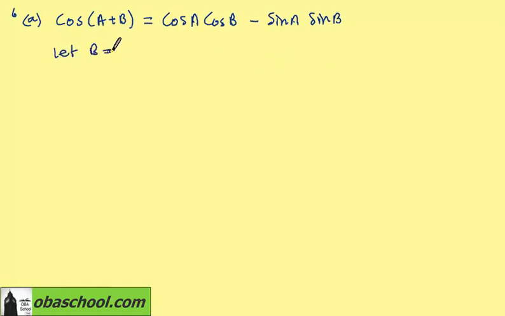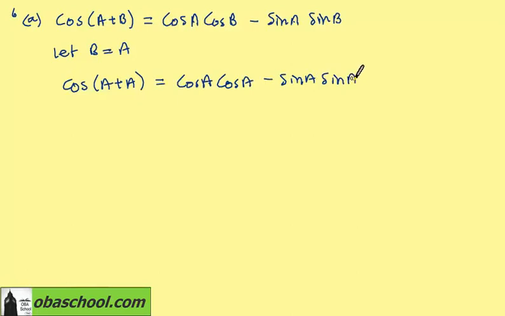Let B be equal to A. Then we have cos(A plus A) is equal to cos A cos A minus sine A sine A. A plus A is 2A, so this is cos 2A, and this is cos squared A, take away sine squared A.